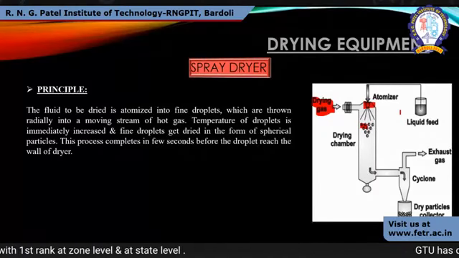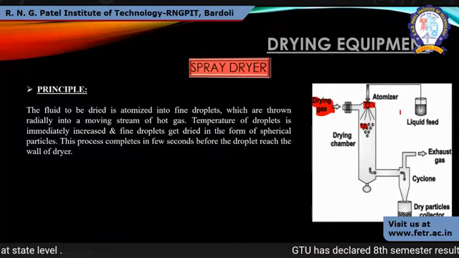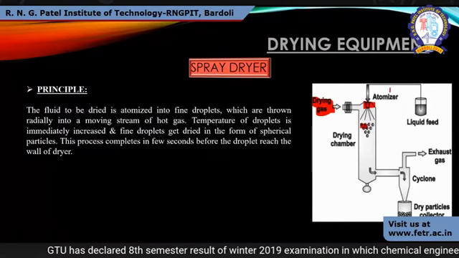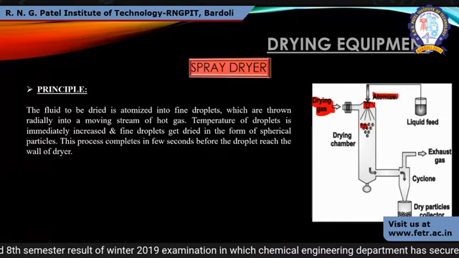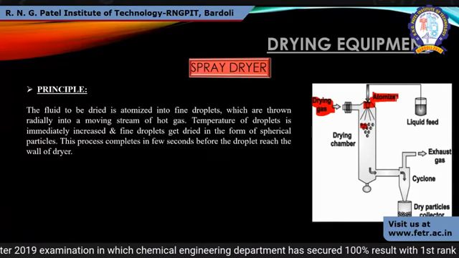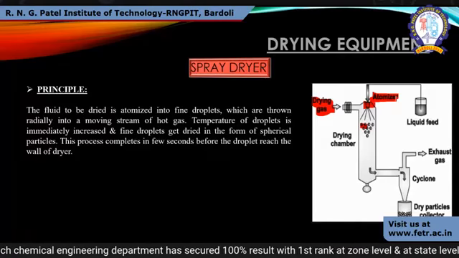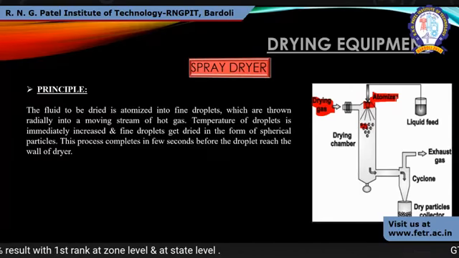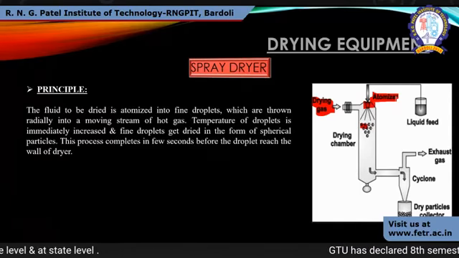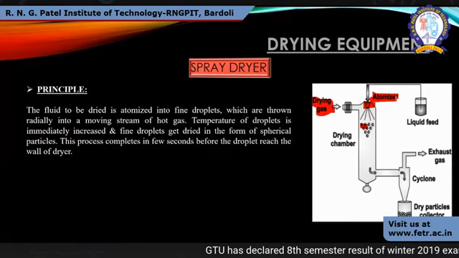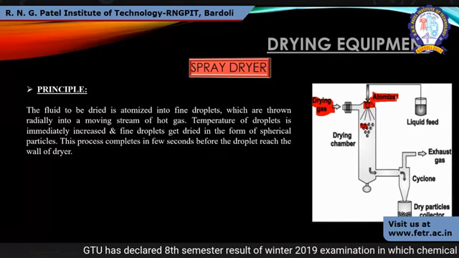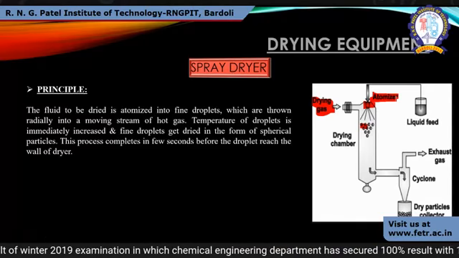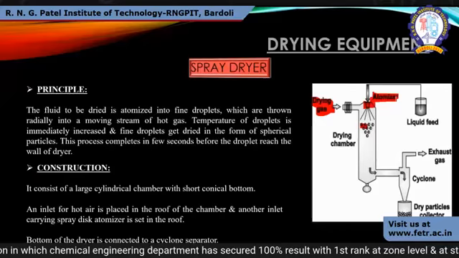Okay, so now I am reading out the principle. The fluid to be dried is atomized into fine droplets. Here is one more terminology, that is atomizer. Atomizer means it will reduce the liquid feed into small droplets, and those droplets come in contact with dry gas. So very fast drying takes place, right? So it is very simple in construction.